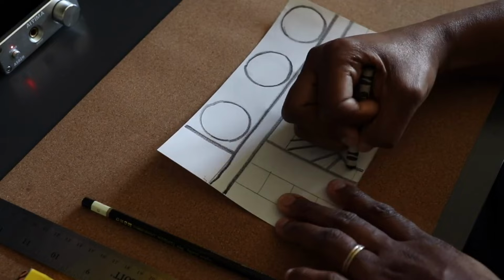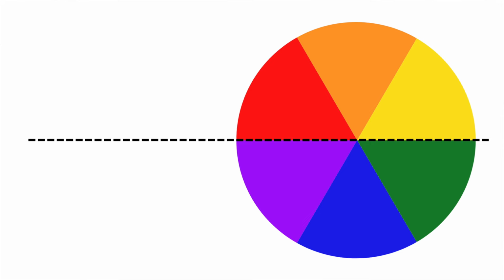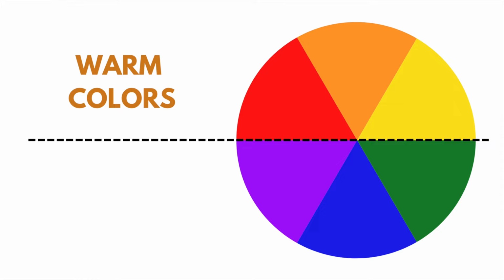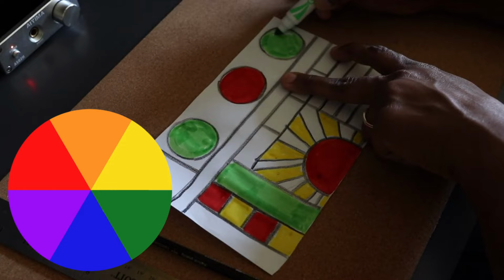When you choose your color, remember your color theory. Some colors go better together than others. You can put all your cool colors together. That's your blues, your purples, your greens. Or you can put all warm colors together. That would be like orange, yellow, and red. Or you can do contrasting colors and use complementary colors such as purple and yellow or red and green. Complementary colors are colors that are opposite each other on the color wheel, just to remind you.